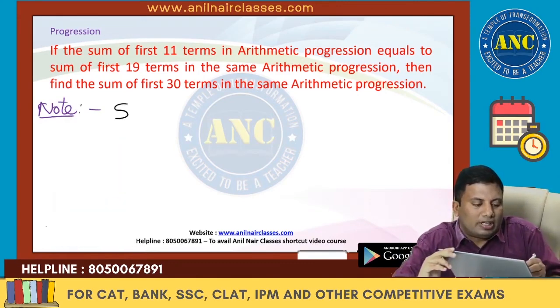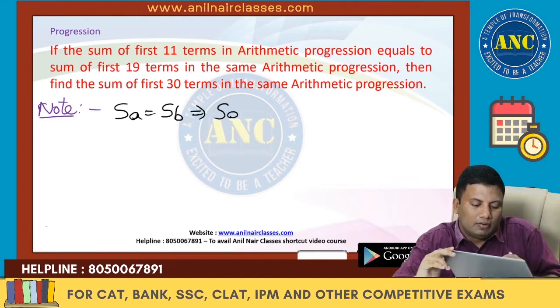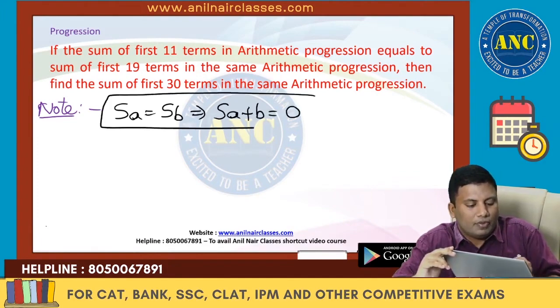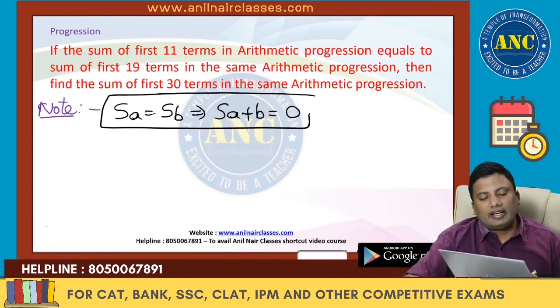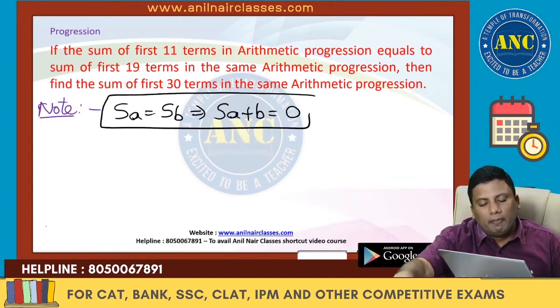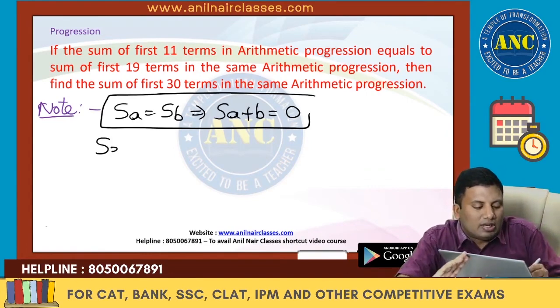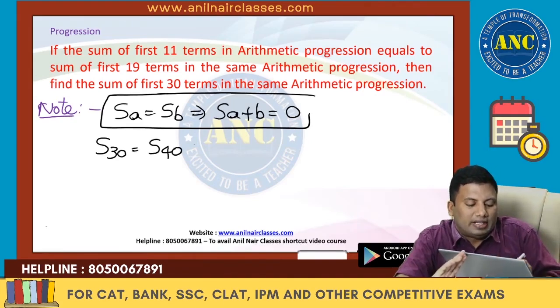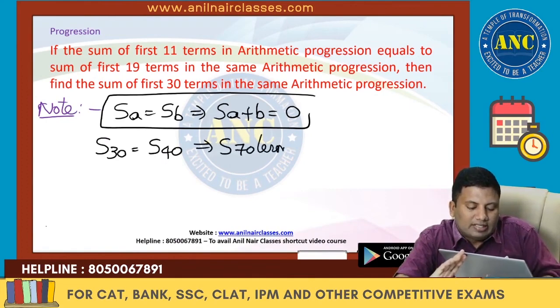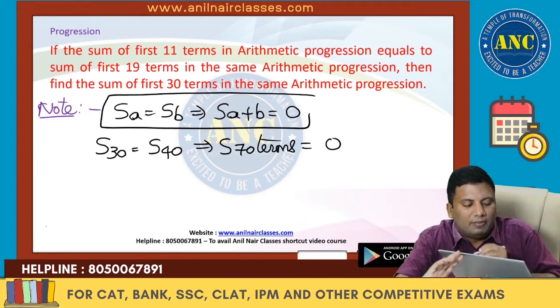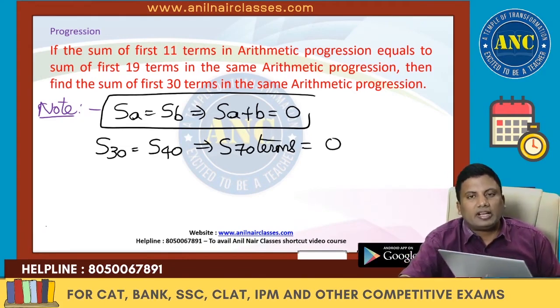Another important note: SA equivalent to SB, then S(A+B) equivalent to 0. If the sum of A terms is equivalent to the sum of B terms, then the sum of A plus B terms will be 0. Sum of 30 terms is equivalent to sum of 40 terms. 30 plus 40, the sum of 70 terms will be 0.